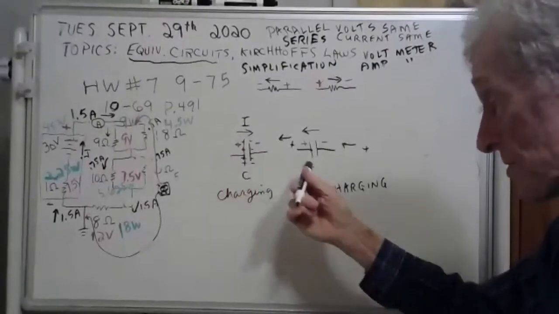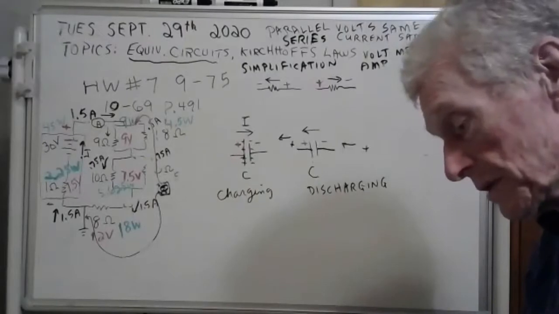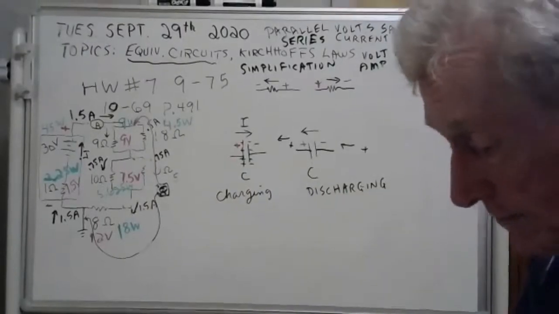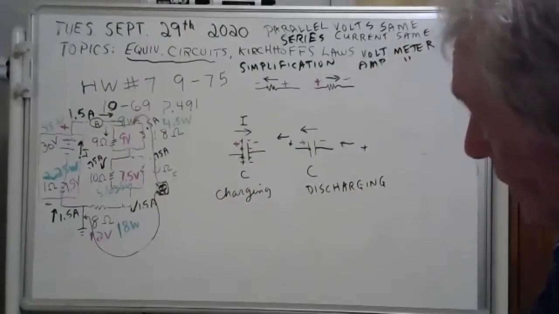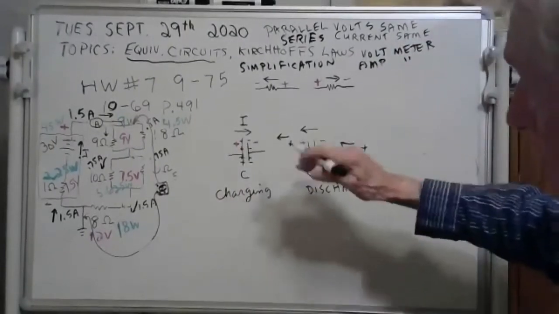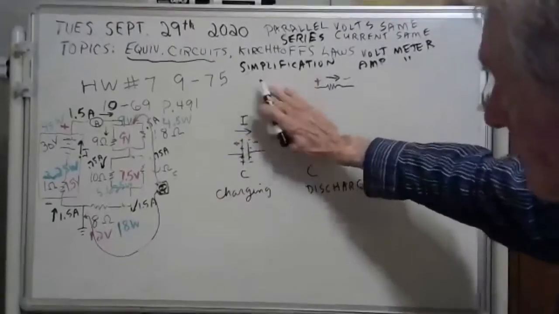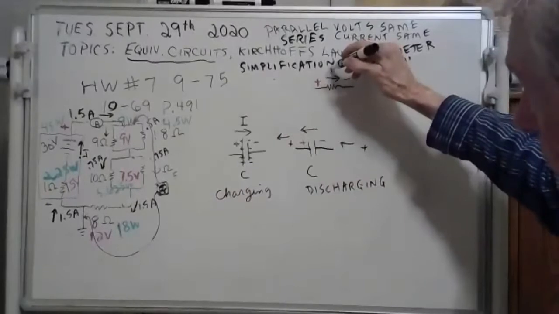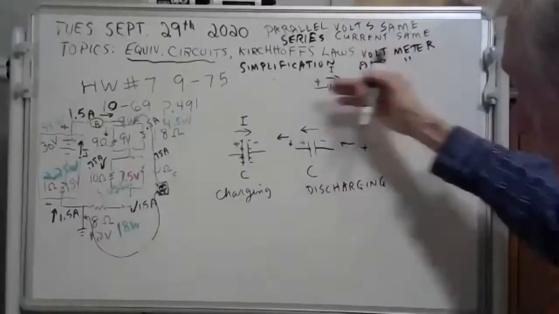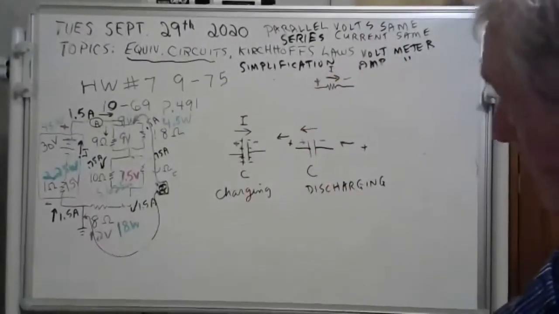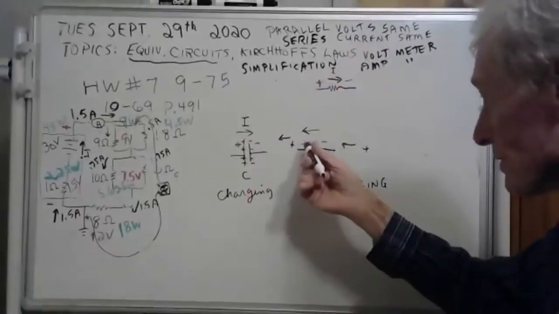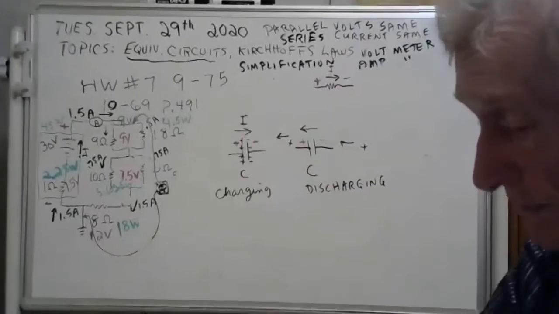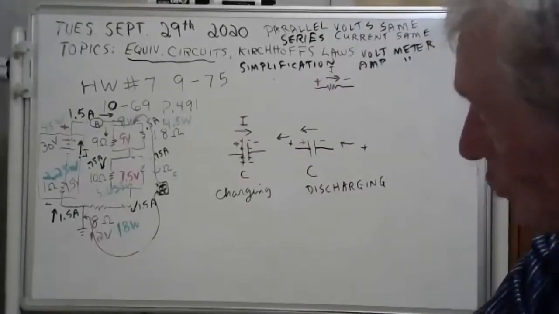This is charging, this is discharging. Capacitors can go either way. Resistors can't, though. If you have a resistor like this one here, if this is plus and this is minus, the current's going that way. It can't go the other way, I'm sorry. But see, with a capacitor, you can have plus and minus, and you can have the current going that way. It's called discharging.